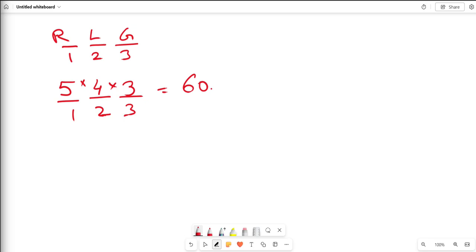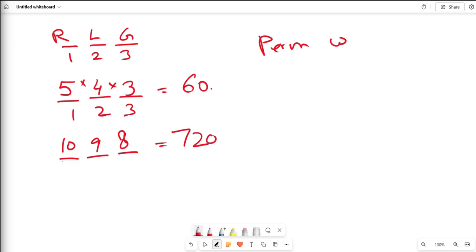Now if we had 10 students, this would basically become 10 times 9 times 8, which would be 720, right? So this is how you would do a permutation without repetition, or where you needed to pick different people.